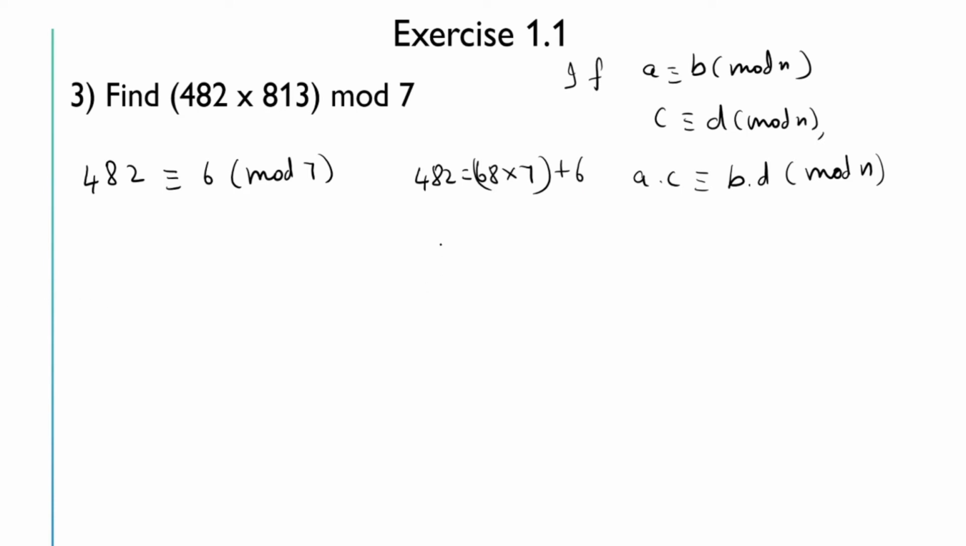Next, let me write for 813 also. Here 813 is equal to 116 into 7 plus 1. When we divide 813 by 7, we get the quotient as 116 and the remainder as 1. So we have 813 congruent to 1 mod 7.